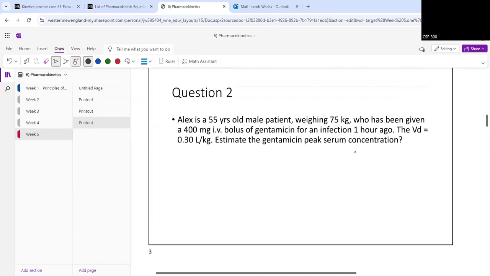Alright, Alex is a 55-year-old male patient weighing 75 kilograms, who has been given an IV bolus of 100 milligrams of gentamicin for an infection 1 hour ago. The VD is 0.30 liters per kilogram. Estimate the gentamicin peak serum concentration. Which equation are we going to have to use? So what are we looking for?